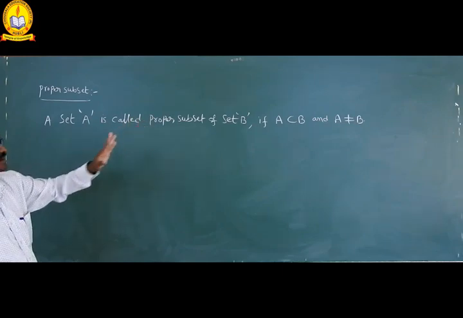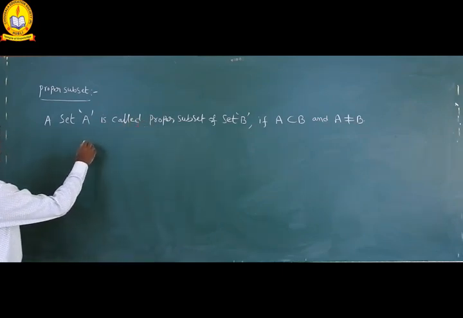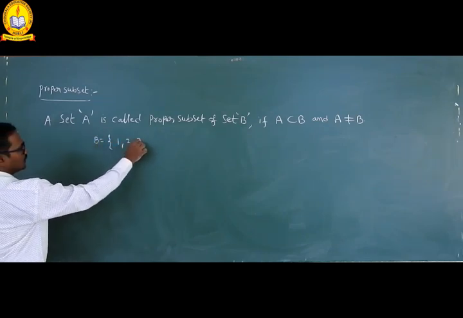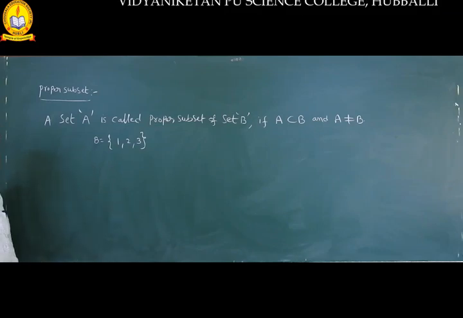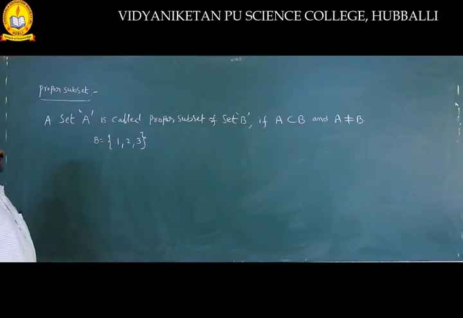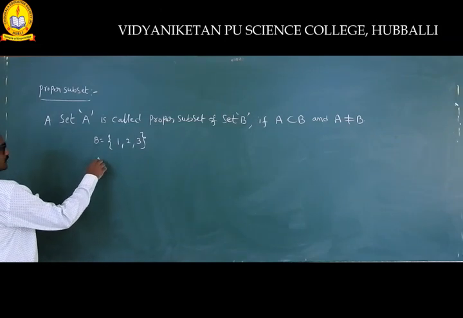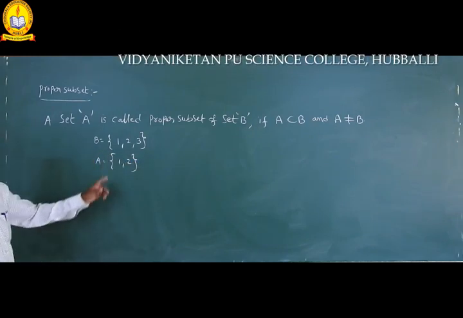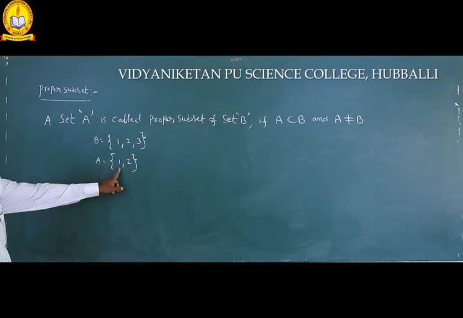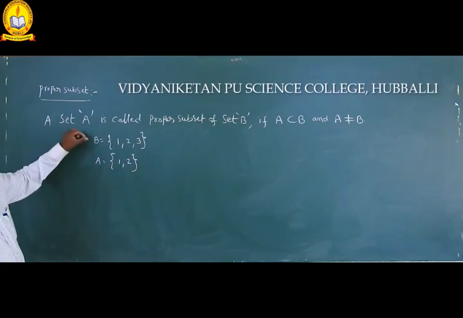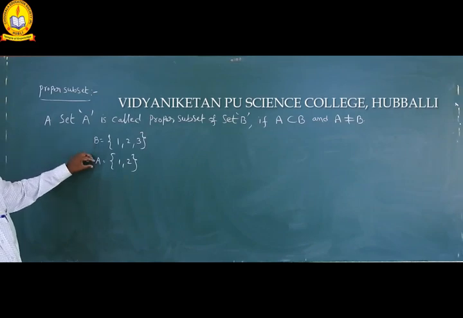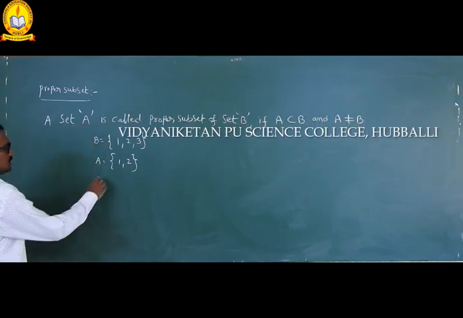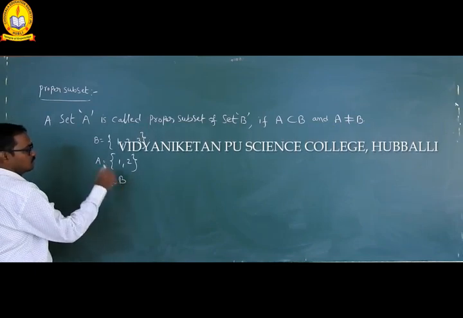For example, I have taken set B equal to {1, 2, 3} and set A equal to {1, 2}. Is set A a subset of set B? Yes. Every element of set A lies in set B. That's why set A is a subset of set B.